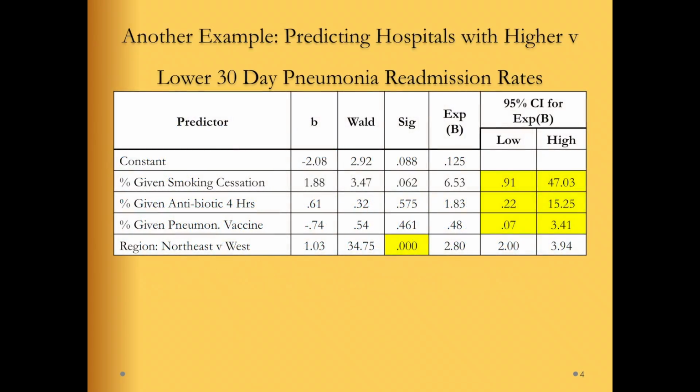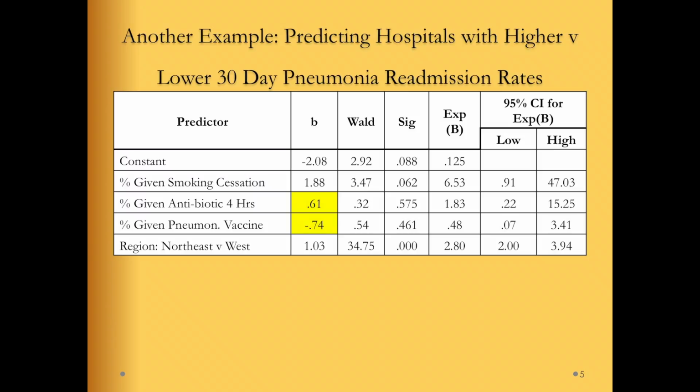Here are the results pertaining to individual predictors in our model. When we scan the significance column, we will note that only one predictor significantly and uniquely predicts group membership in the criterion. That predictor is region. Also note that the confidence interval for the odds ratio for the 3 predictors that are not significant all contain the value associated with the null hypothesis, 1.